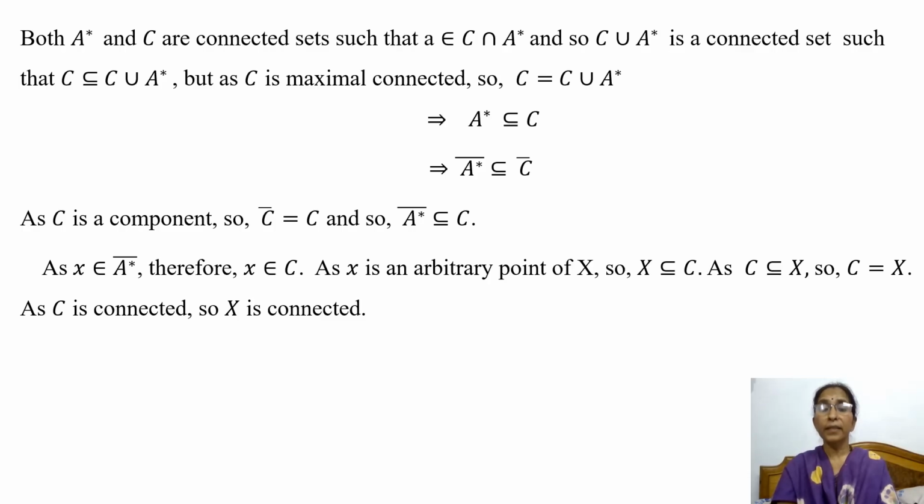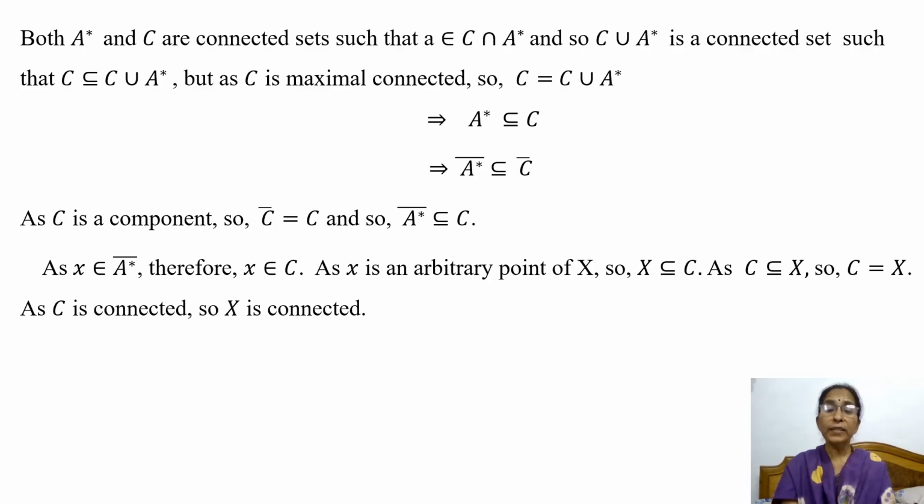As A star and C are connected sets such that a belongs to C intersection A star, because earlier we have taken C a component containing point a, and we have shown that a belongs to connected set A star, so a belongs to C intersection A star. And since both are connected sets and their intersection is non-empty, their union, that is C union A star, is a connected set such that C is contained in C union A star. But as C is a component, we know that it is a maximal connected set. It cannot be properly contained in any larger connected set. So C must be equal to C union A star. And this implies that A star is contained in C, and this implies that the closure of A star is contained in the closure of C.